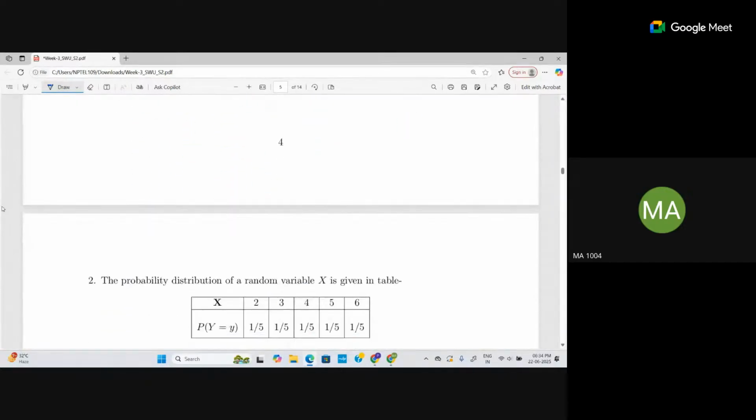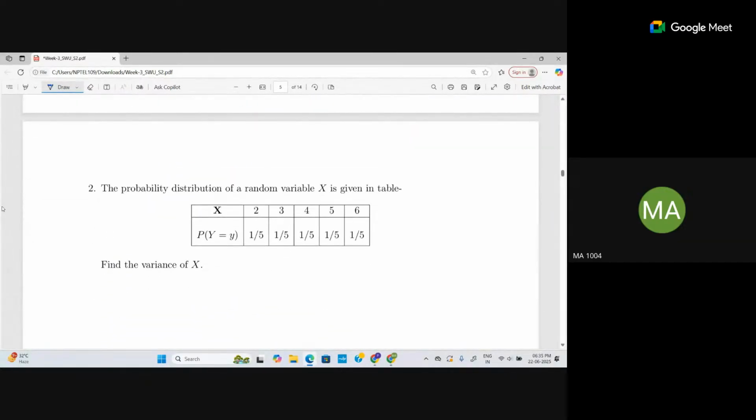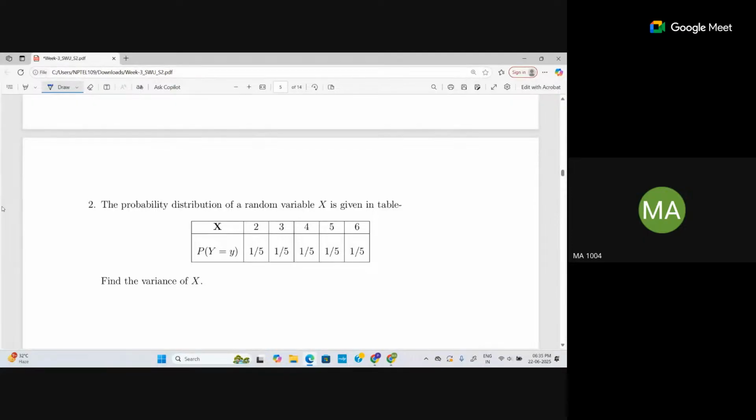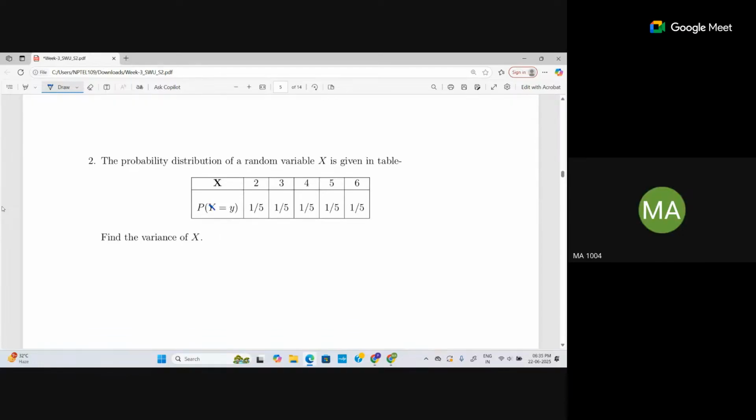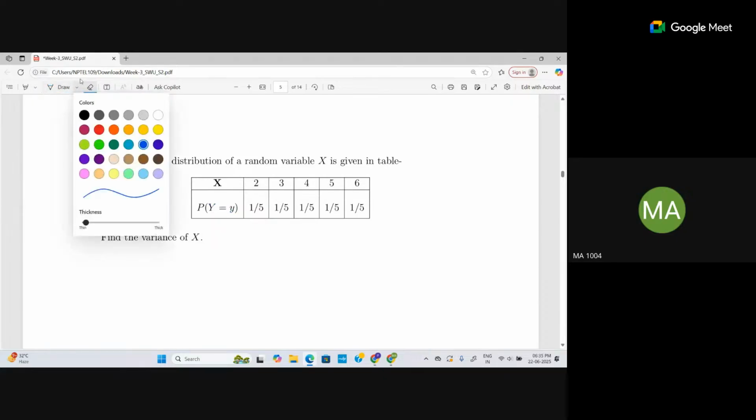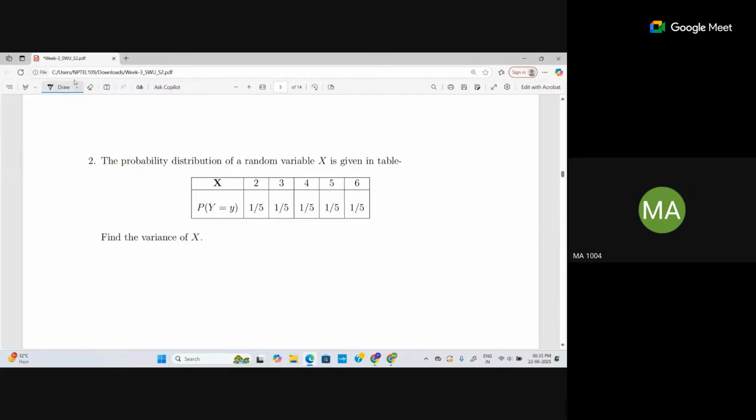Okay. Then the next question is: the probability of a random variable x is given in this table. We have to find the variance of x. And P of y equal to y is given, right? Oh, this is a mistake. This should be x. This is x only, not y. Now solve this question.